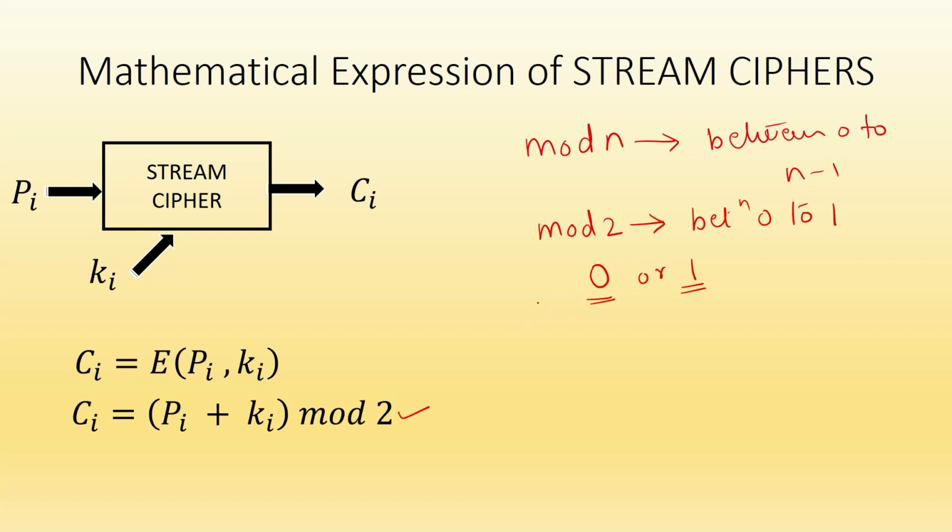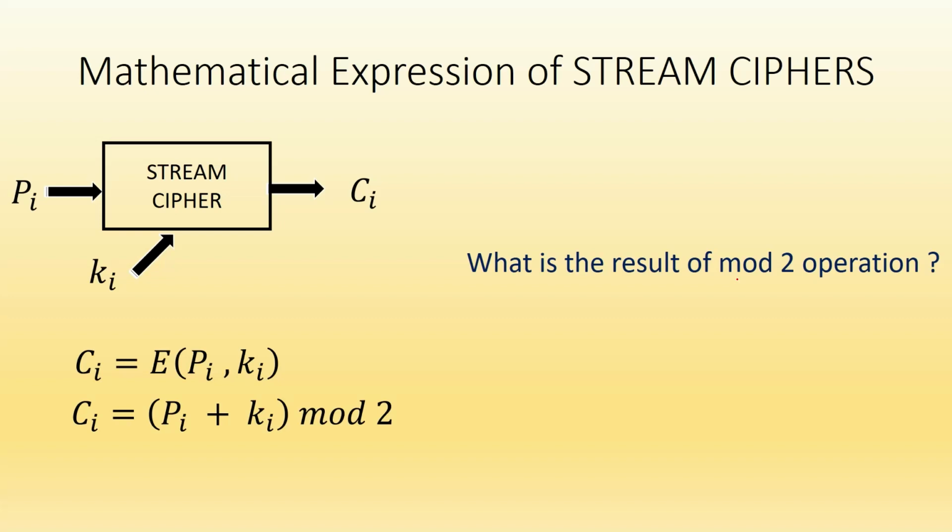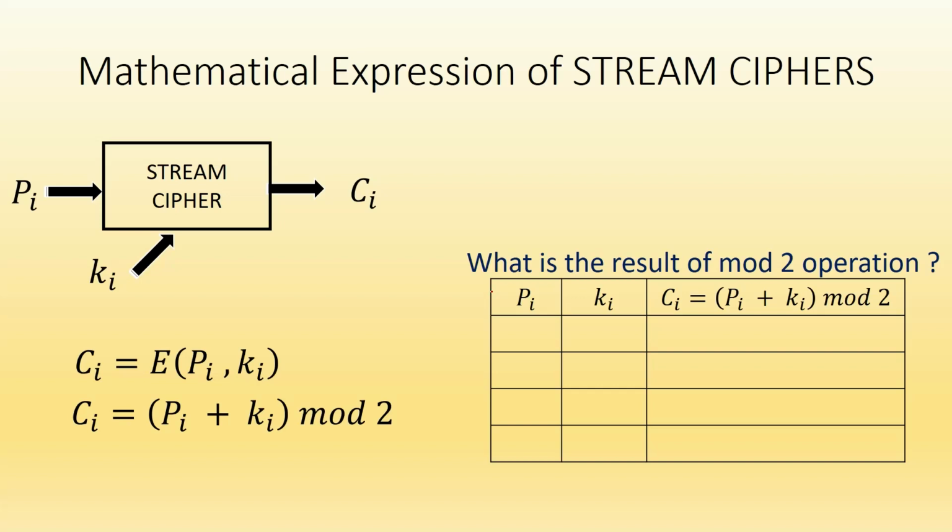So pi is either 0 or 1. The key is either 0 or 1. Similarly, the generated ciphertext is either 0 or 1. So since you are using binary values, which are either 0 or 1, we use mod 2 while doing addition. Now we shall see a very interesting thing here. Let us try to understand what is the result of the mod 2 operation. Let us fill up this table for different combinations of pi and ki.